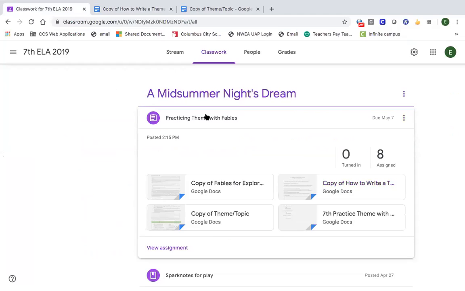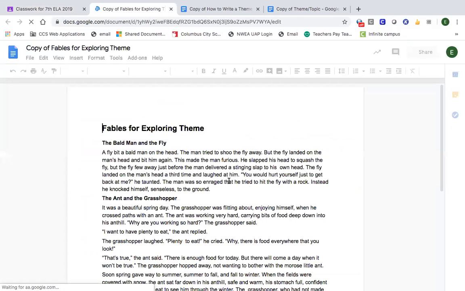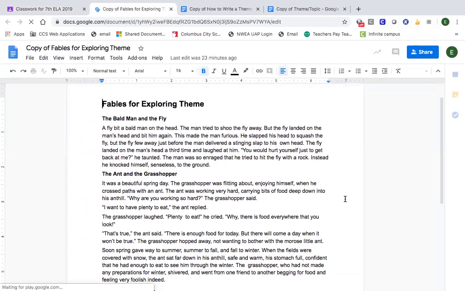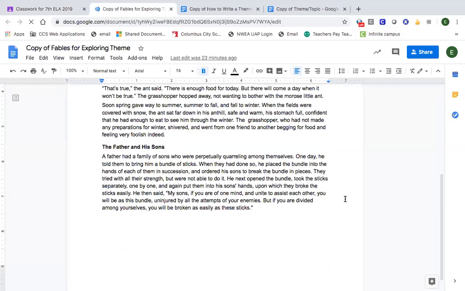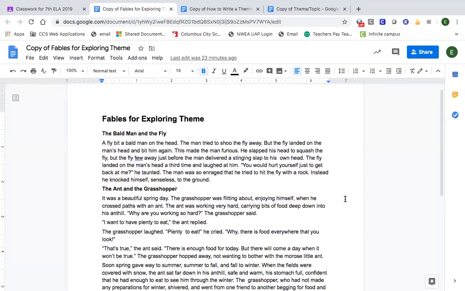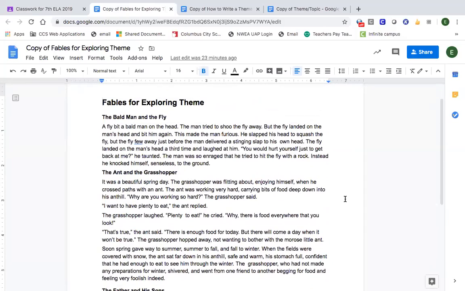Okay. So let's just do one of these for today. We're going to use Aesop's Fables to explore theme. We only have 3, so these aren't very strenuous. The Bald Man and the Fly.